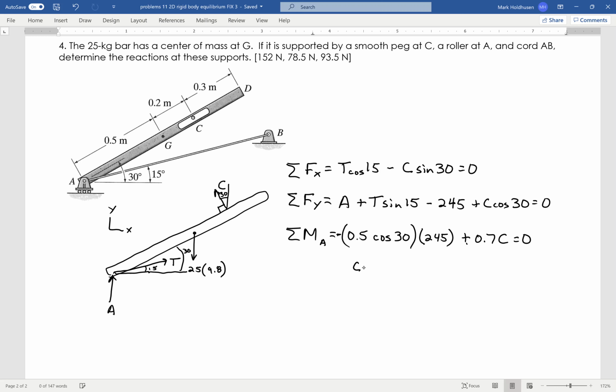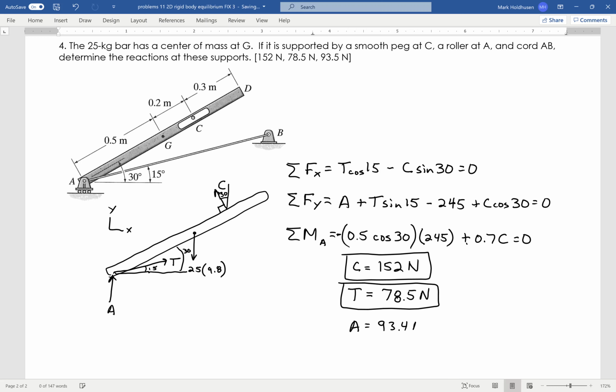So from that, I can find that C equals 152 newtons. I can plug that into the top equation, find T to be 78.5 newtons, plug C and T into the middle equation, and find A equals 93.4 newtons. This time I got all the directions correct, so they're all positive.